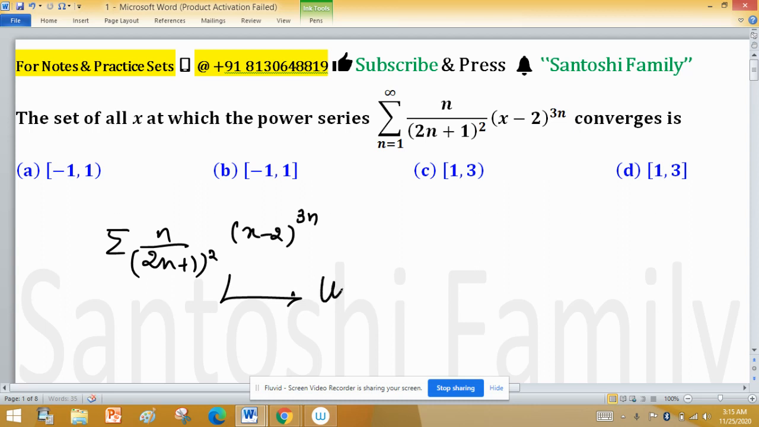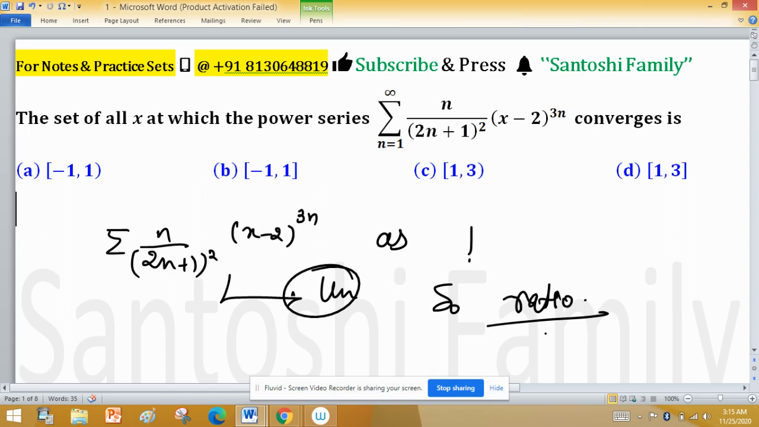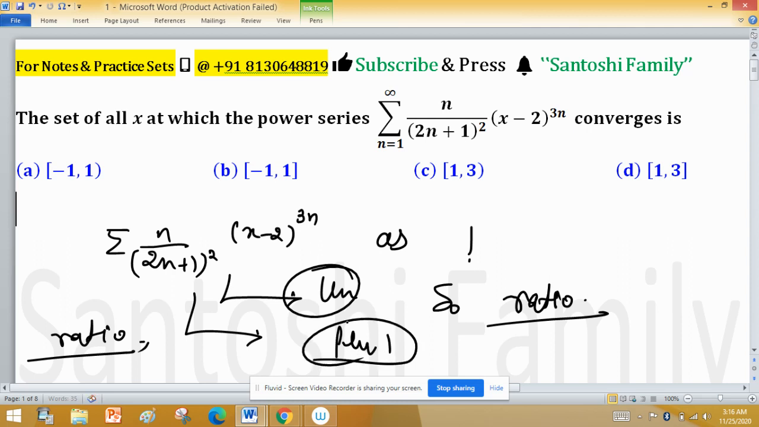So call it un. As a factorial function is not involved here, the ratio test might be helpful to predict the set S. So I'm going to apply the ratio test. For the ratio test, we need to remember one thing: the ratio test is only applicable when a positive term series is given to us. We cannot predict the positivity of the terms for this given series, so I took the mod of un.